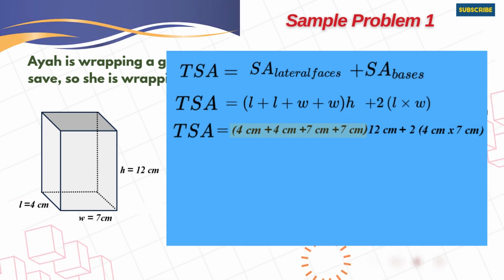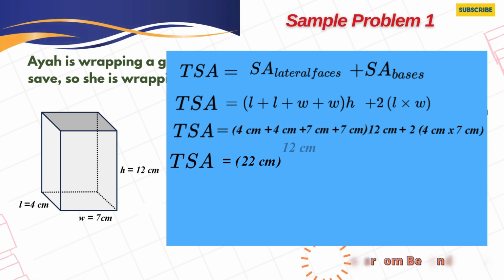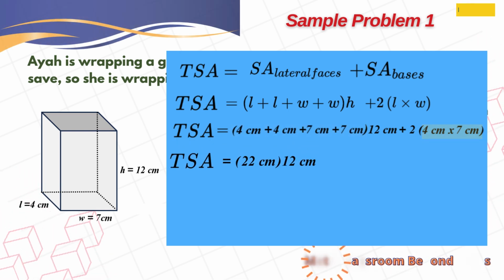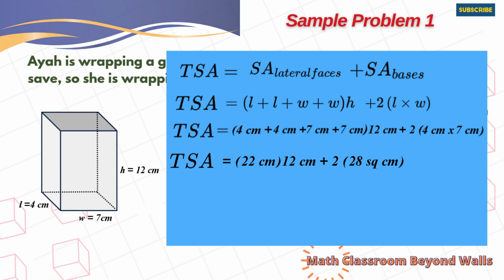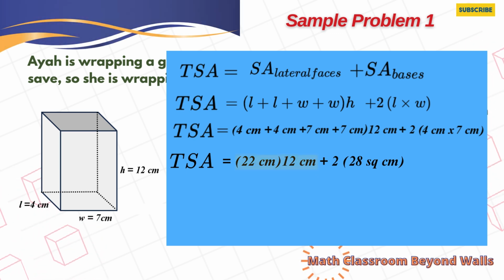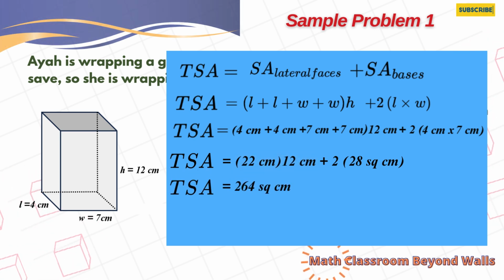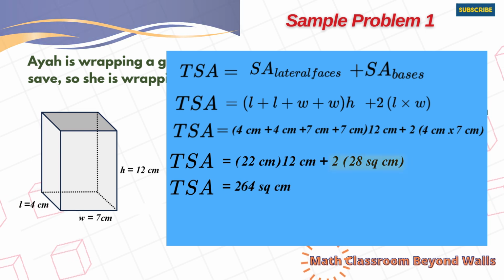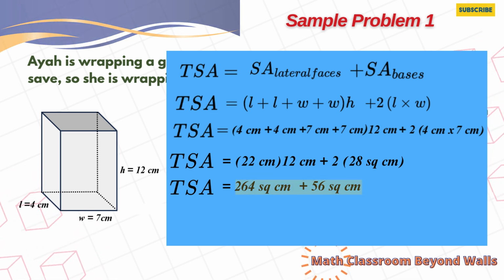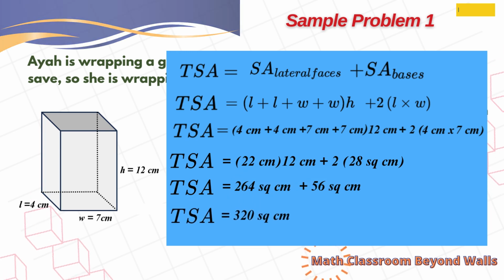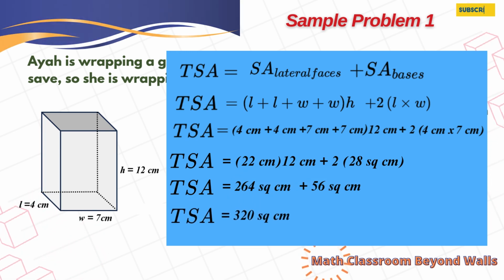Adding the lengths and widths gives us 22 centimeters. And multiplying 4 centimeters and 7 centimeters gives us 28 square centimeters. Multiplying 22 centimeters and 12 centimeters gives us 264 square centimeters. Multiplying 2 and 28 square centimeters gives us 56 square centimeters. Adding 264 square centimeters and 56 square centimeters gives us 320 square centimeters.